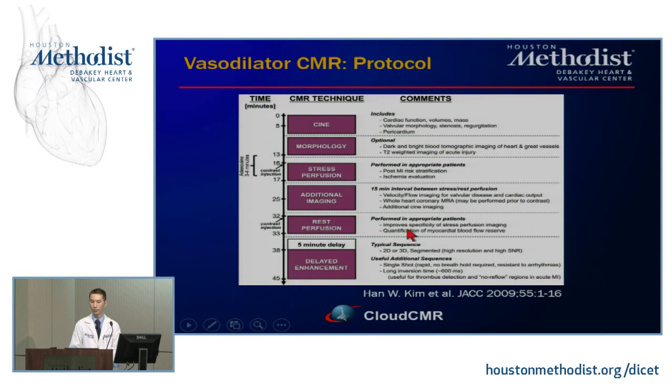So how do we do vasodilator CMR? This is a protocol showing the basic idea. Start off again with a cine and getting a cine and morphology information. We usually do it in reverse compared to what you would expect in nuclear. We start off with stress, get additional imaging, get rest, and then get delayed enhancements.